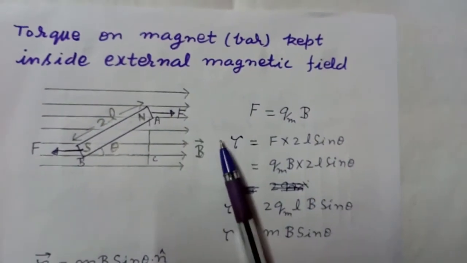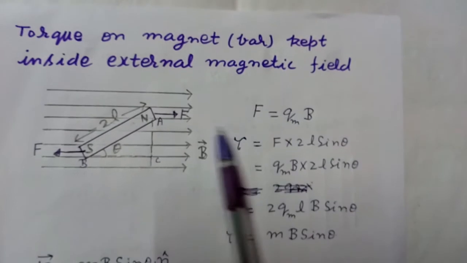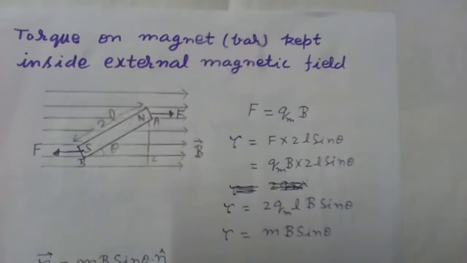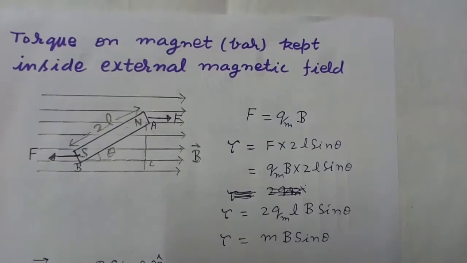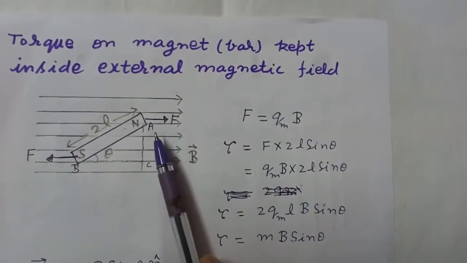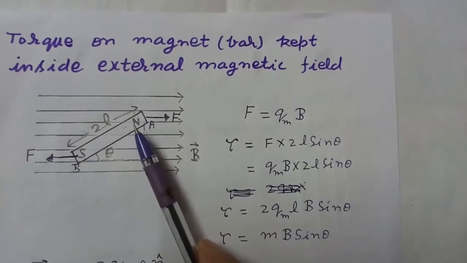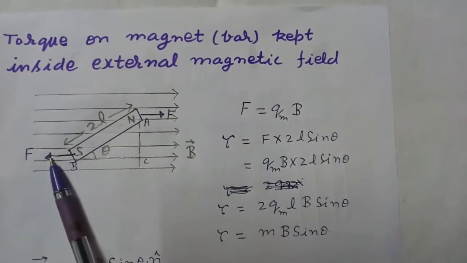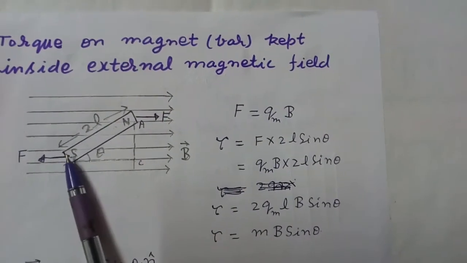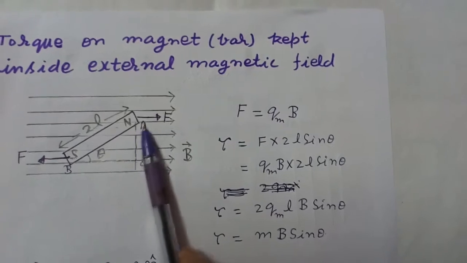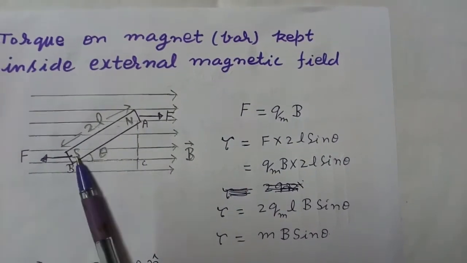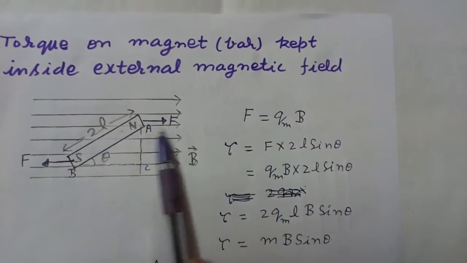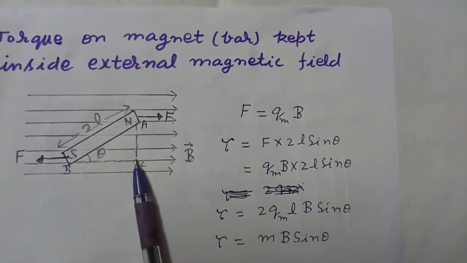Now if the pole strength is Qm, then this force F will be equal to Qm into capital B. Now these two forces are equal and opposite, so the net force is 0, but since their lines of action are not the same, there will be a torque due to these two forces. These are equal and opposite forces, so they will form a couple. ये दो forces एक couple बनाएंगी और इनकी line of action के बीच की distance क्या है?